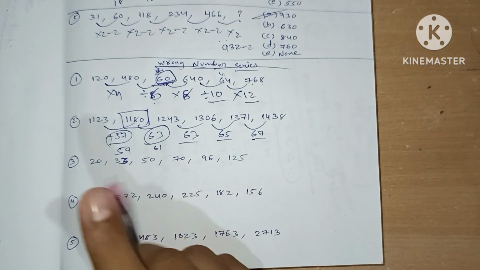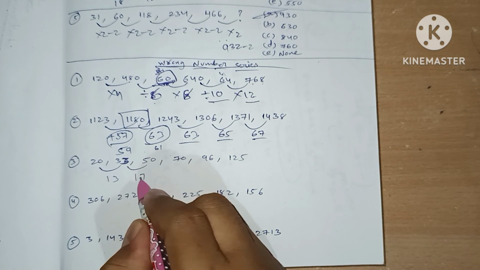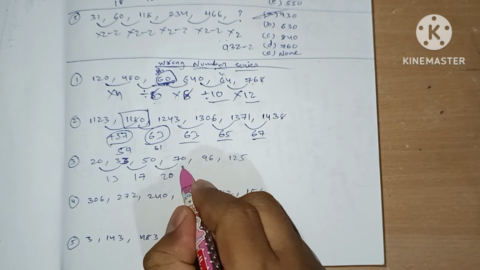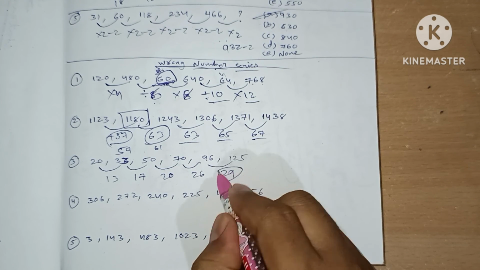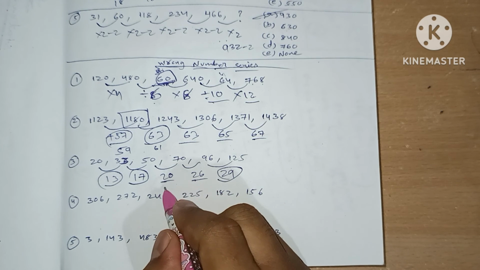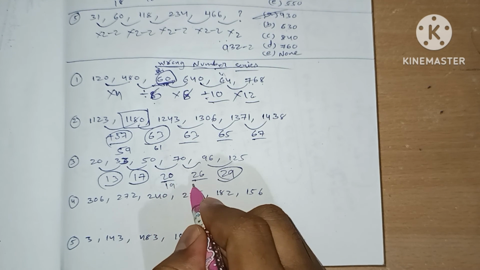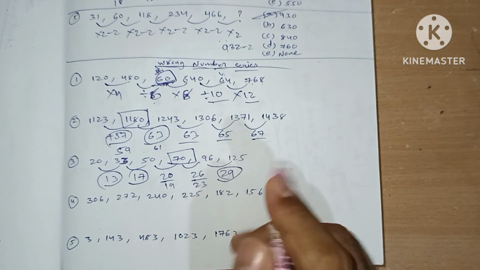Next one. Here we see a difference of 13, 17, 20, 26, and this is 29. These all are prime numbers, but these two are not prime numbers. So it must be the prime number 19, it must be 23. So this is our wrong number in between them.